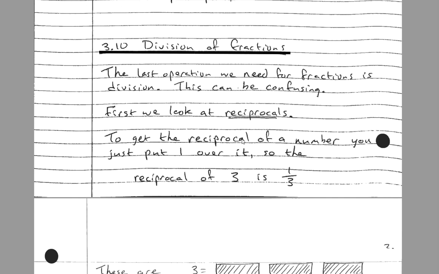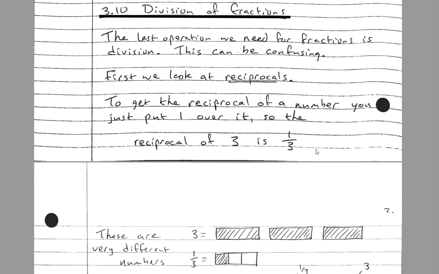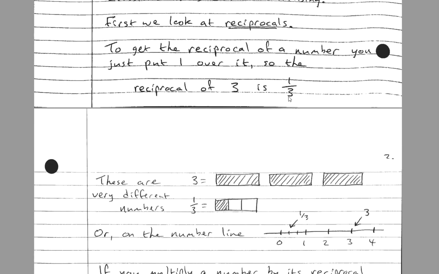All right, so what is a reciprocal? You've probably seen this before. To get a reciprocal, one way to think of it is just put a 1 over the number. So the reciprocal of 3 is 1 over 3. Isn't 1 over 3 the same as 3? No, those are definitely two different numbers.